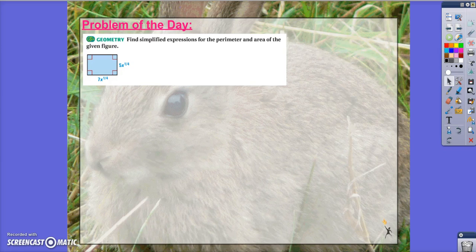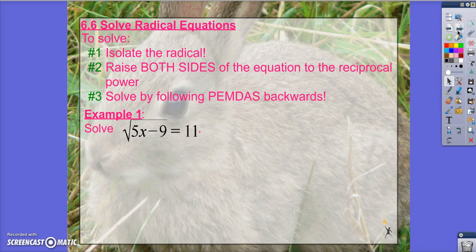So today we're going to take a look at lesson 6.6. Take a look at the problem of the day, pause the video and solve it. Now, we skip out of order. If you remember, we just did lessons 6.1 and 6.2. We jumped to 6.6 because I feel like it fits a little bit better where we actually solve radical equations.